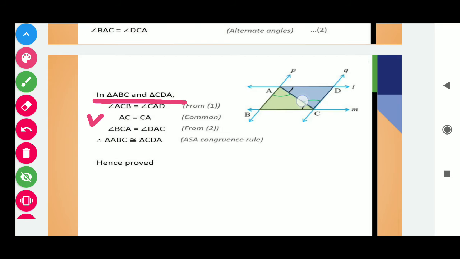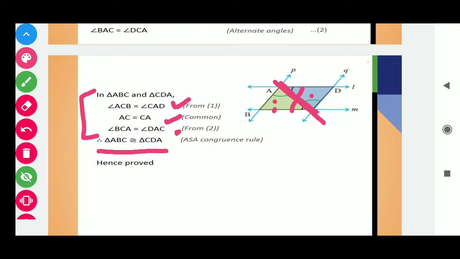Angle ACB is equal to angle CAD and AC is equal to CA. You can see this line is common to both the triangles. And the third one is the angle BCA is equal to angle CAD. So students, in this way we have these three. These are the angle side angle. You can see here the side is included between two angles. So in this way, by ASA congruence rule, we have proved triangle ABC is congruent to triangle CDA. Hence proved the required result.